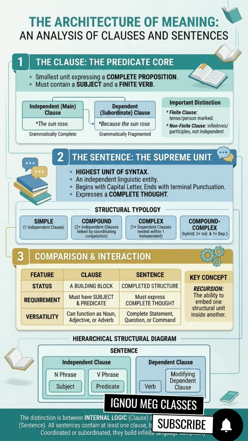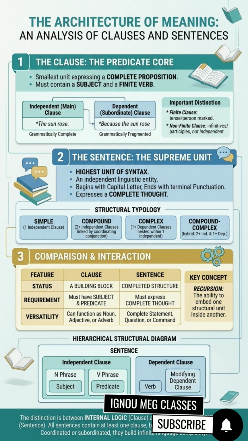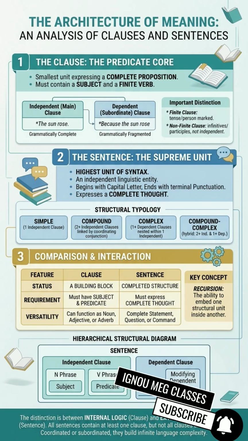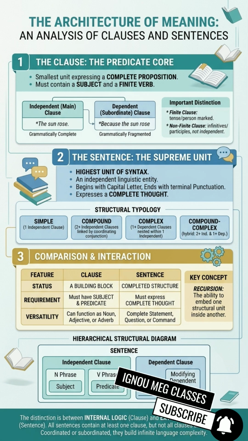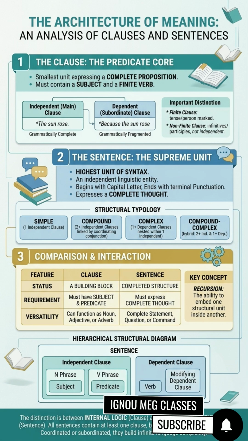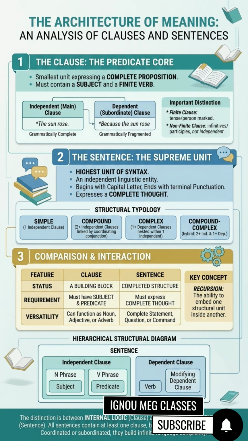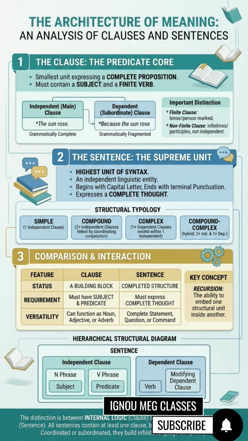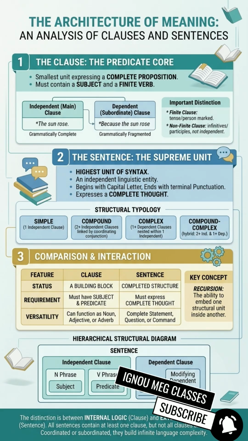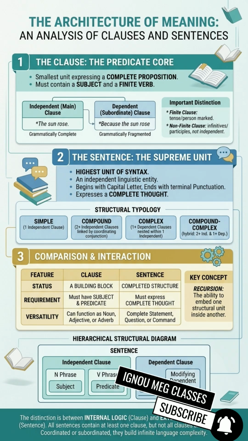Simple: a single independent clause. Compound: two or more independent clauses linked by coordination, for example, and, but, or. Complex: the nesting of one or more dependent clauses within an independent clause. Compound-complex: a hybrid structure containing at least two independent clauses and one or more dependent clauses.